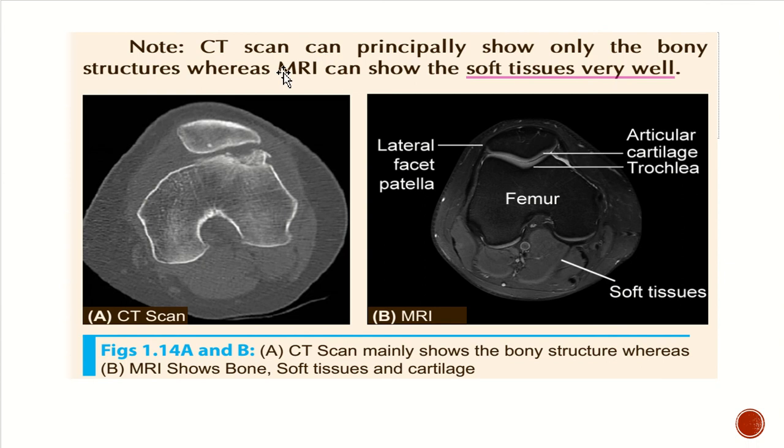Here we can compare CT scan with MRI. CT scan can principally show only the bony structures. Here in the left image we can see CT scan, only bony structures are visible, and on the right side we can see soft tissues very well, and this is the MRI.